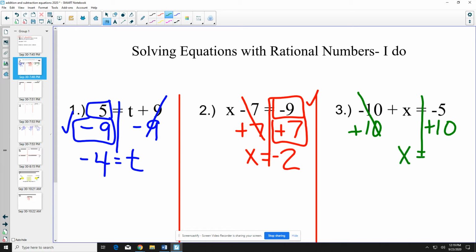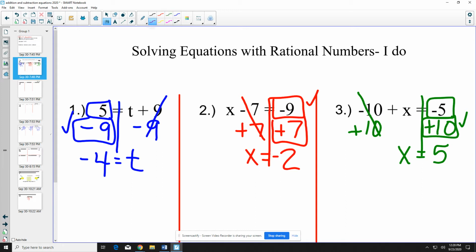You bring down your x, you bring down your equals. Here I'm going to box and check. So negative 5 plus 10, are they the same or are they different? Different. Should I add or should I subtract? Subtract. 10 minus 5 is 5. The higher number I checked is positive, so it would be a positive 5.